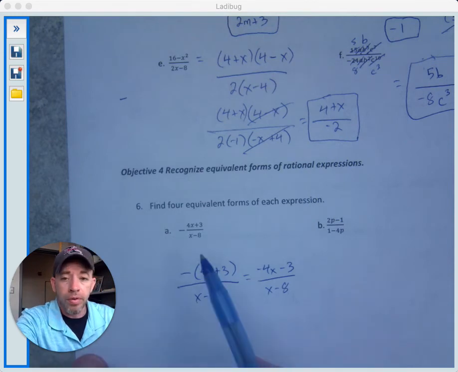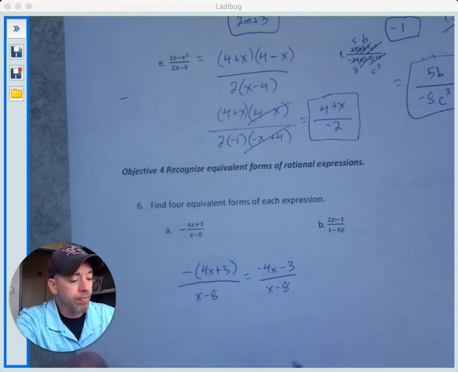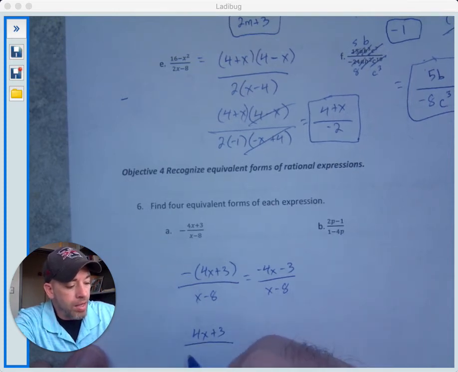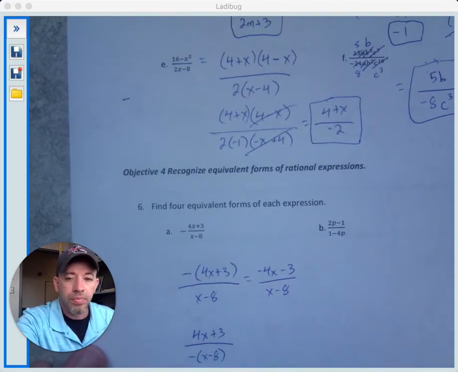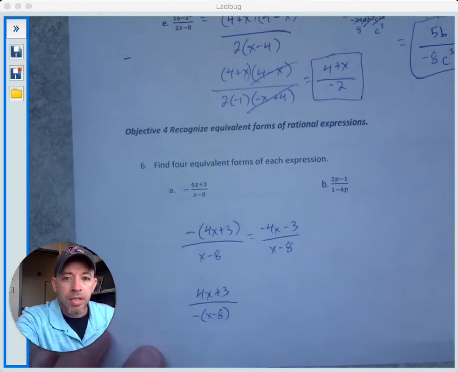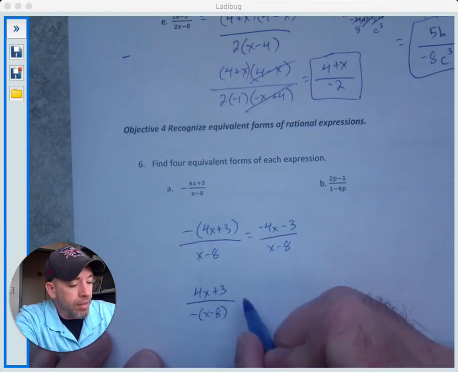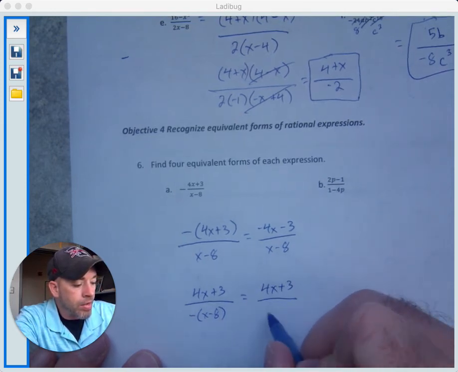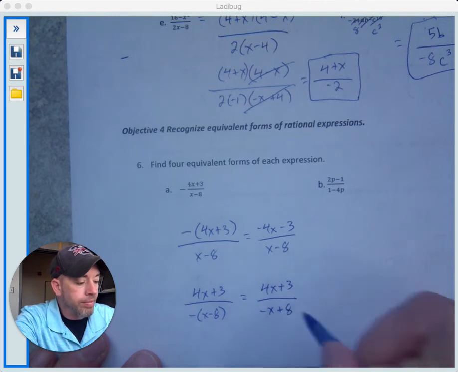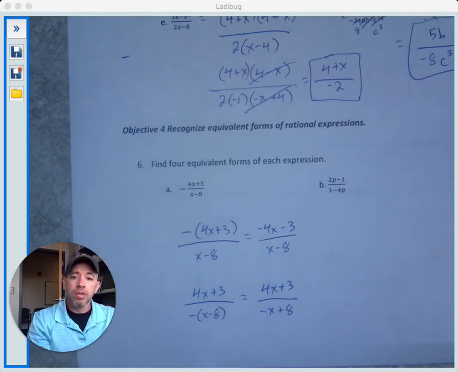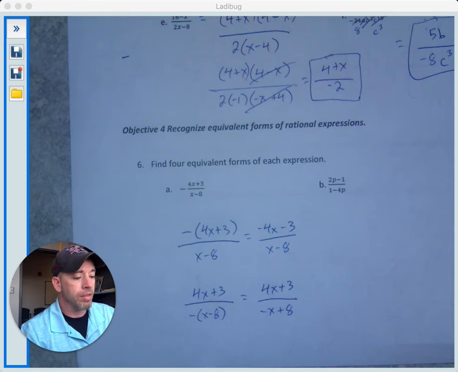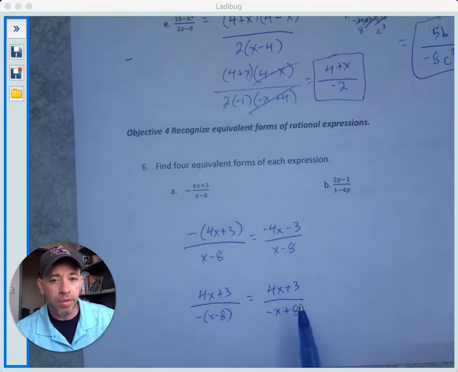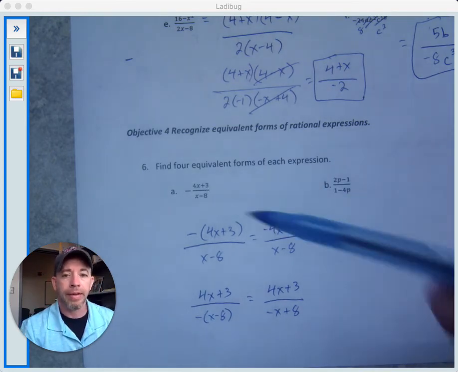We could also apply the negative to the bottom. 4x plus 3 over negative x minus 8. All right. And we could distribute that. Let's see. So we have 4x plus 3 over negative x plus 8. All right. So there we really have 4 equivalent forms, right? This guy, 1, 2, 3, 4. Those are all equal to this guy up here.